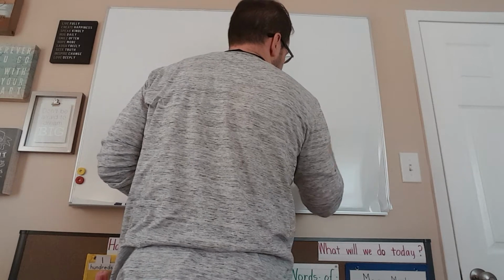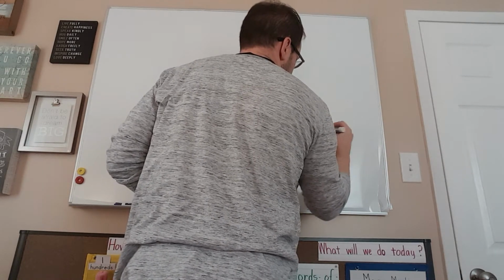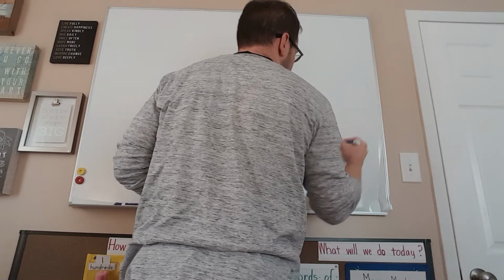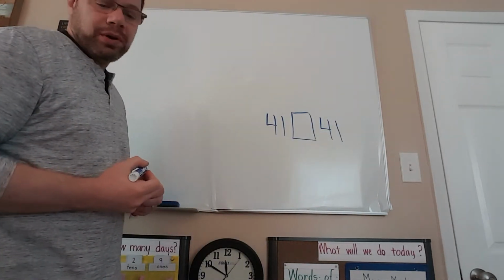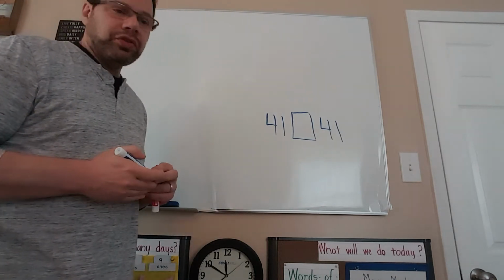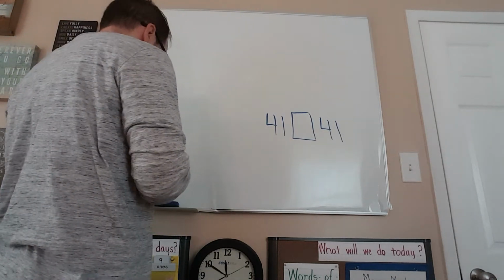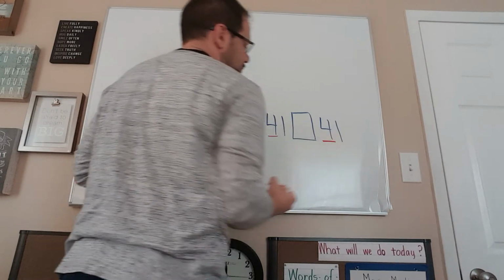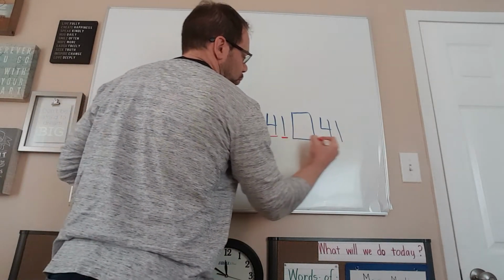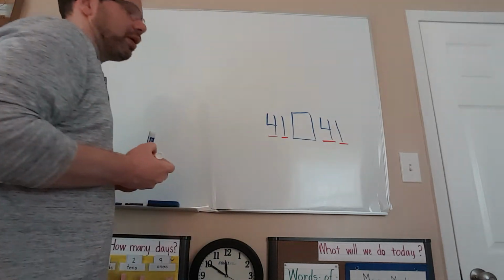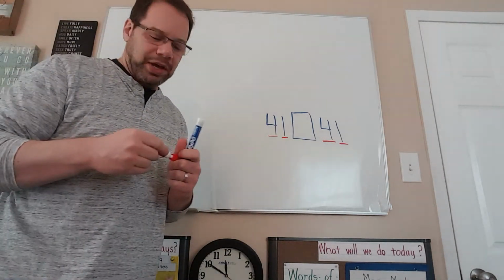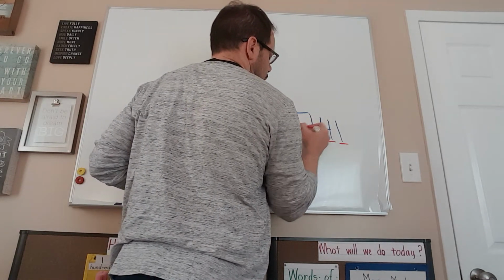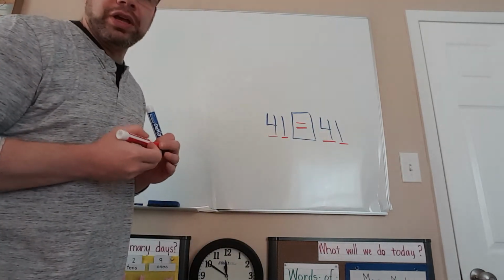41 is something 41. It's either less than, greater than, or equal to. Okay, now just look at the number right here. It has the same 10. This one has 4 tens, this one has 4 tens. This one has 1 one, this one has 1 one. They're exactly the same number. So in that case, you would go equal. Okay, those are equal numbers.